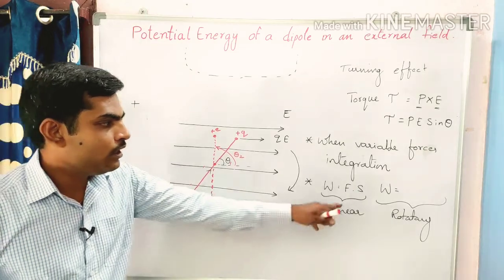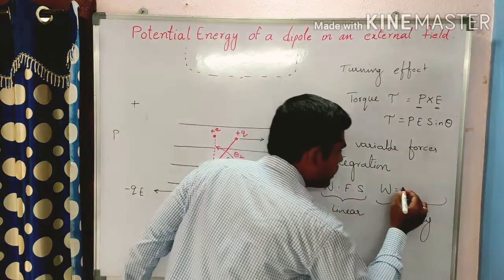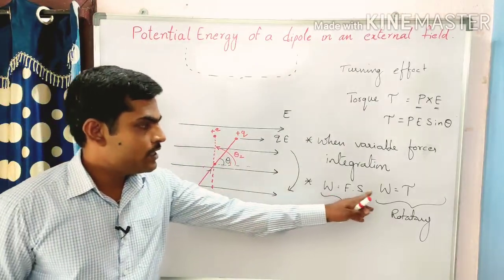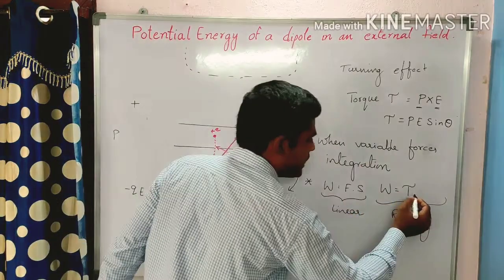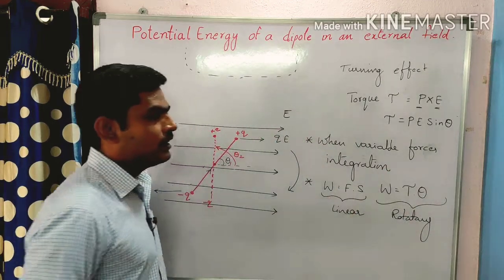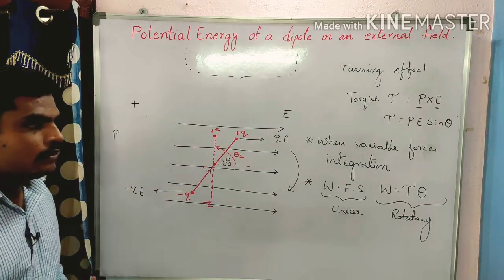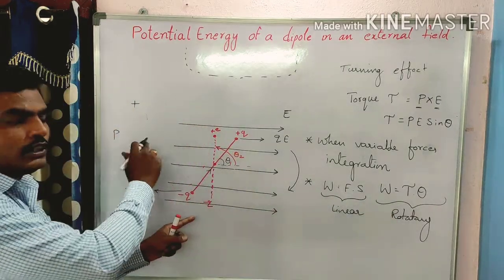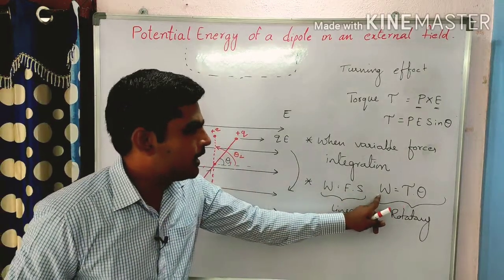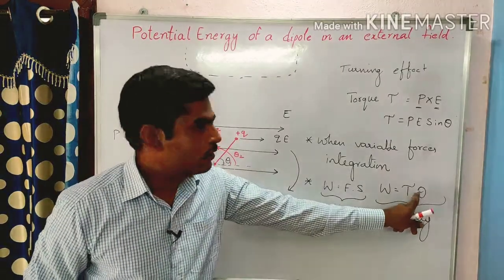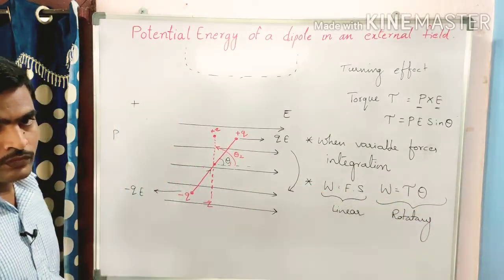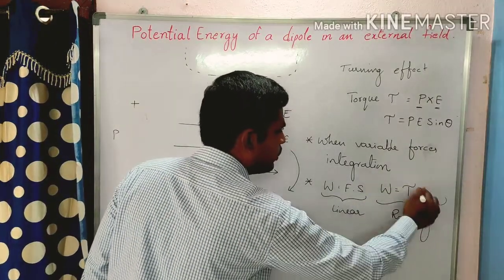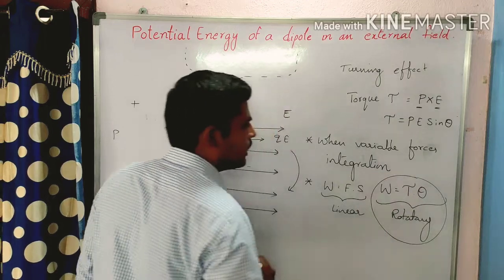In rotatory motion, the role of force is taken by torque. In first year you learnt the role of force is taken by torque and displacement is in angle. Right, tau into theta. So in rotatory motion, work done can be written as the product of tau, torque, and angle. So let us write that one now. W is equal to tau into theta.